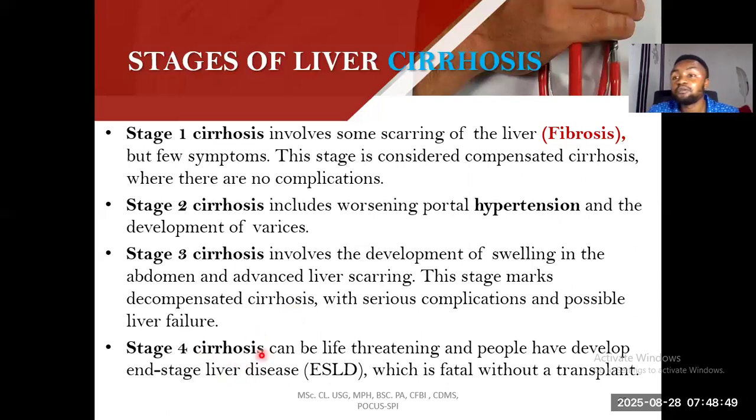Yes, stage 4 cirrhosis. At that time, we call it end stage liver disease or end stage liver failure, ESLD or ESLF. The only thing that you can do at that time is liver transplant. Who is going to give you his or her liver? Tell me. Who? In Africa, in Ghana here, we don't even do liver transplant. You have to go to Europe or South Africa.